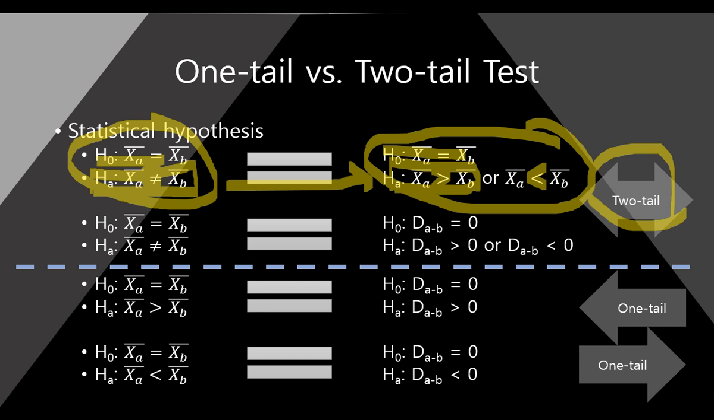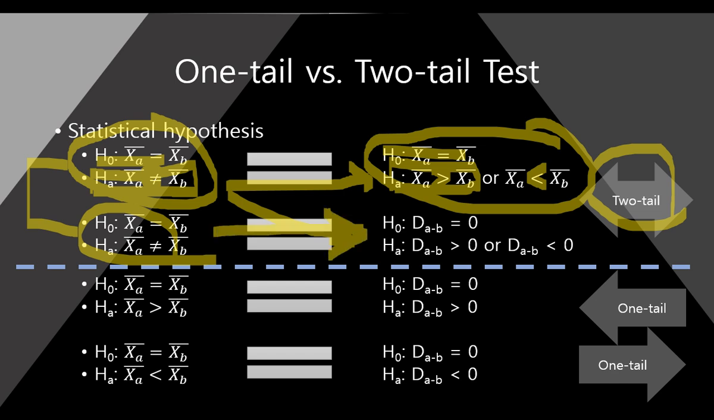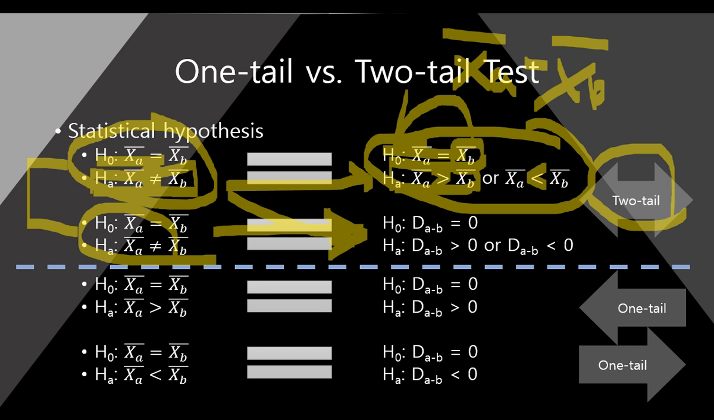And we can also change this hypothesis like this. These two are the same, okay? And it also changes to this. We just move X̄B to the left. So X̄A minus X̄B, I just write down as dA−B. D means the difference, okay? So A and B's difference is dA−B. So in this case, dA−B equals zero. This is our null hypothesis.